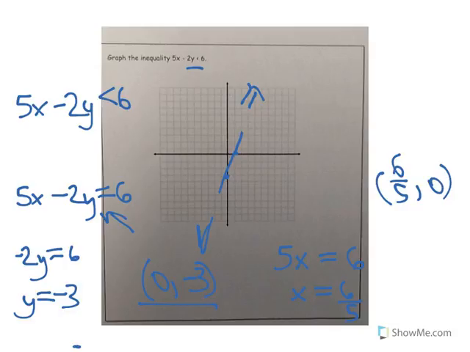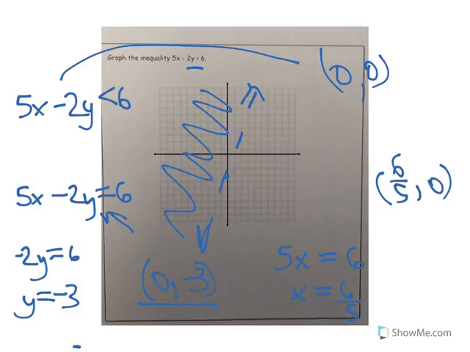And that's the reason why it's like that. And now I just am going to test 0, 0, because 0, 0 is not a part of the line. And when I test 0, 0 into this equation, it is 5 times 0 minus 2 times 0, so that's just 0. Is 0 less than 6? Yes, that's the case, so it's going to be everything on this side where that point is that I just tested.